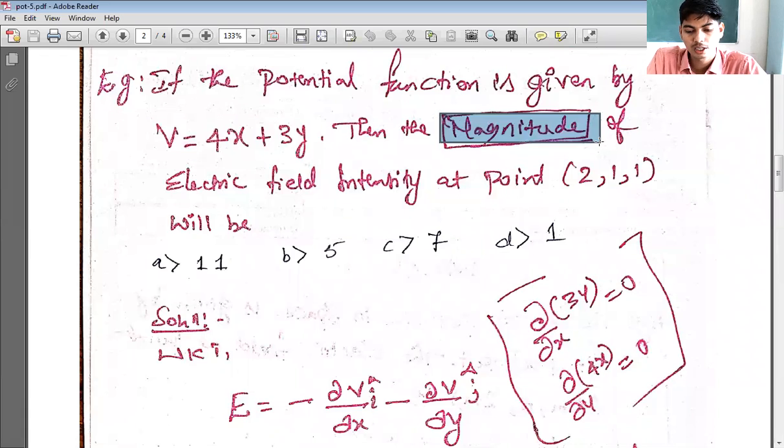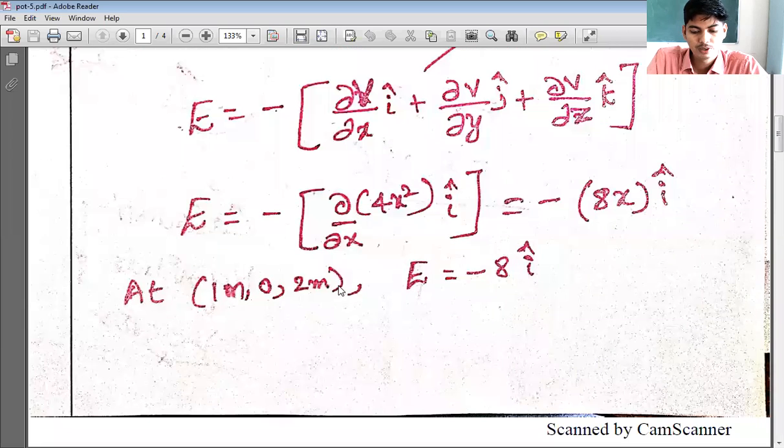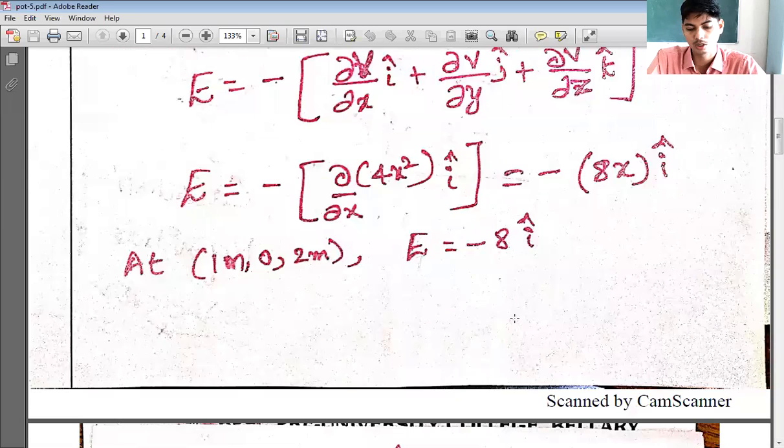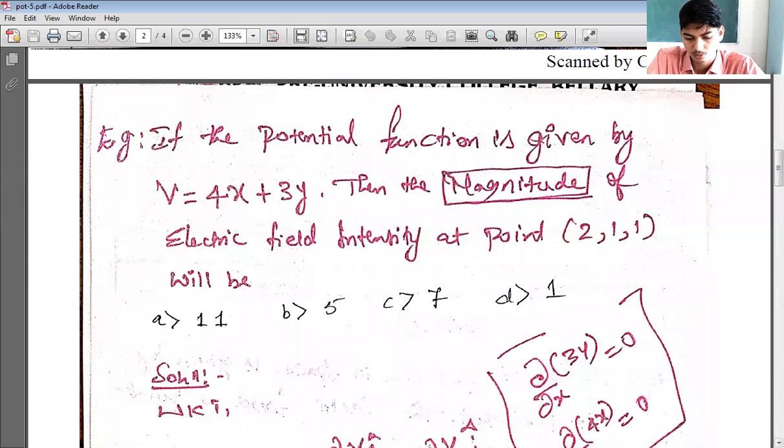I will tell you how to find out the magnitude. Finding electric field in terms of unit vectors is also a problem here. Two types of problems can come, and I have taken both types here. All these problems are in your material. Is this clear? If it is clear, we'll take up the next type of problems.